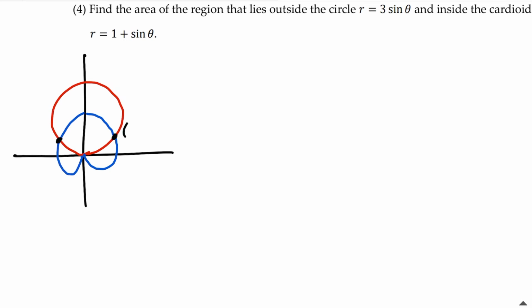And note, same circle, same cardioid, so we still have pi over 6 and 5 pi over 6 being our intersection points. But now we want the area that is outside of the circle and inside of the cardioid. So we want no area in the circle, but we want any region that is inside of the cardioid, which means that what we're looking for are these two regions down here, because the rest of our cardioid is inside of the circle.